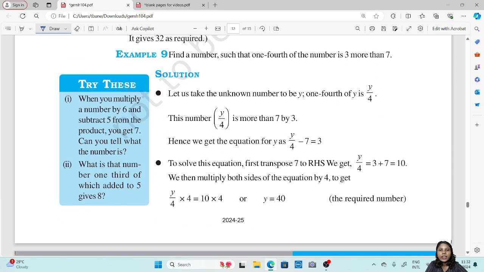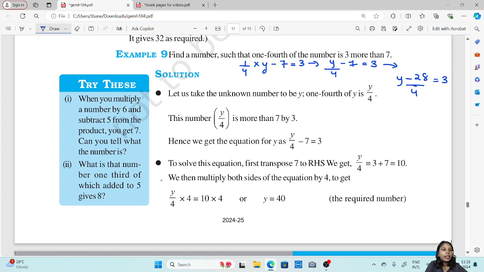Now let's look at this. Find a number such that 1/4 of the number is 3 more than 7. Okay, so find a number such that 1/4 of the number, so 1 upon 4 into y, is 3 more than 7. So minus 7 and this is 3. So this gives you y upon 4 minus 7 equals 3. So this will be y minus 7 times 4, which is 28, upon 4 equals 3.